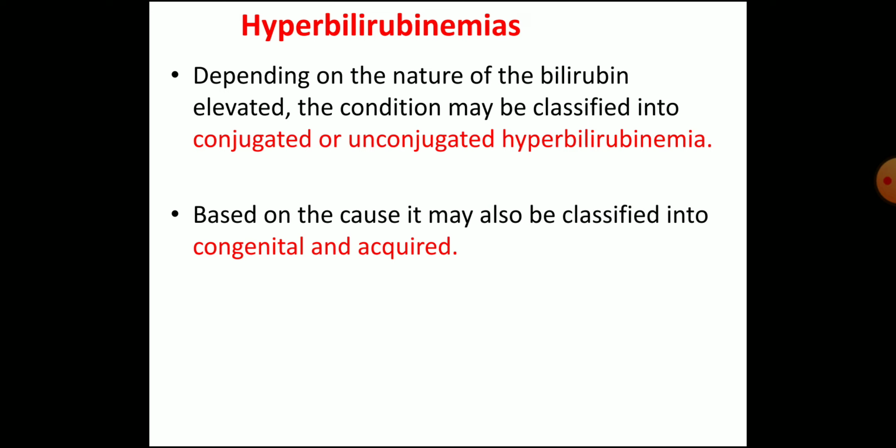Now what is hyperbilirubinemia? Depending on the nature of the bilirubin elevated, the condition may be classified into conjugated or unconjugated hyperbilirubinemia. And based on the cause, it may also be classified into congenital and acquired. So hyperbilirubinemia means the level of the bilirubin is high. It may be due to an acquired condition or a congenital condition, or may be classified according to the type of bilirubin which is elevated, as we have already said, conjugated or unconjugated hyperbilirubinemia.